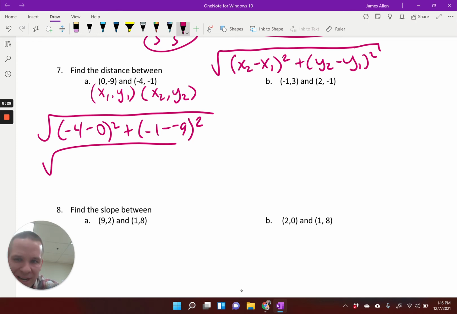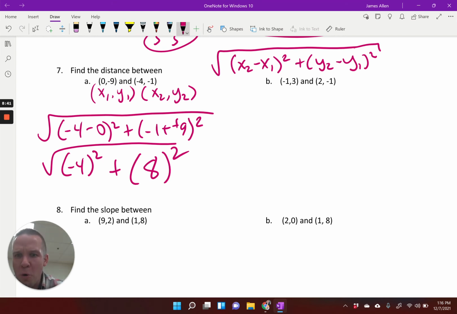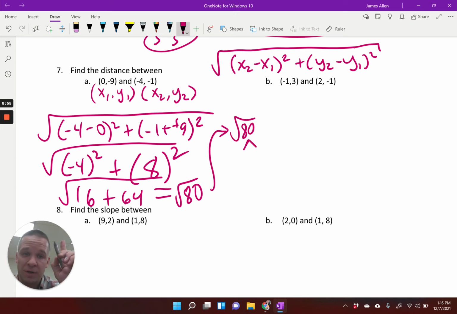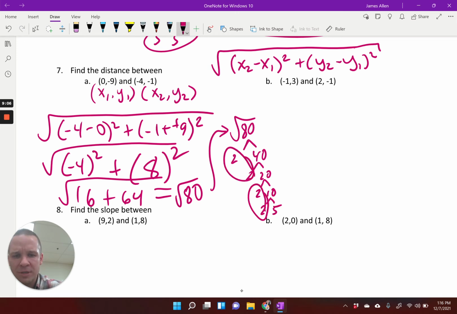And then I'm going to have, let's see here, -4 minus 0 is -4 squared. And then we've got 8 squared. So I've got 16 and 64. And I get square root of 80. And you're like, man, that's it? We're done with the problem? Nope, we're not done. We got to break that bad boy apart. So, again, just like the previous problems, I'm going to divide by 2 to start. I get 40. 2 again, I get 20. 2 again, I get 10. 2 again, I get 5. That's all sorts of 2s. Pair of 2s. Pair of 2s. 4 root 5 is my final answer.